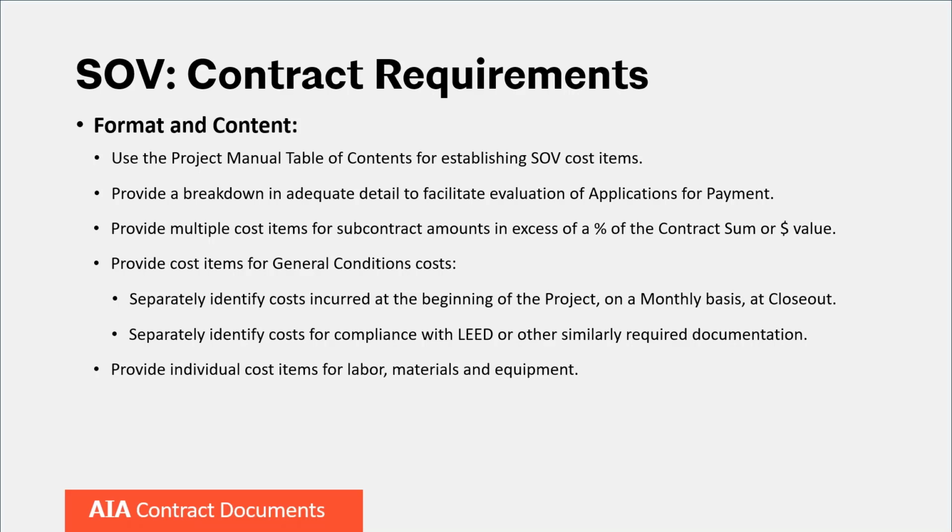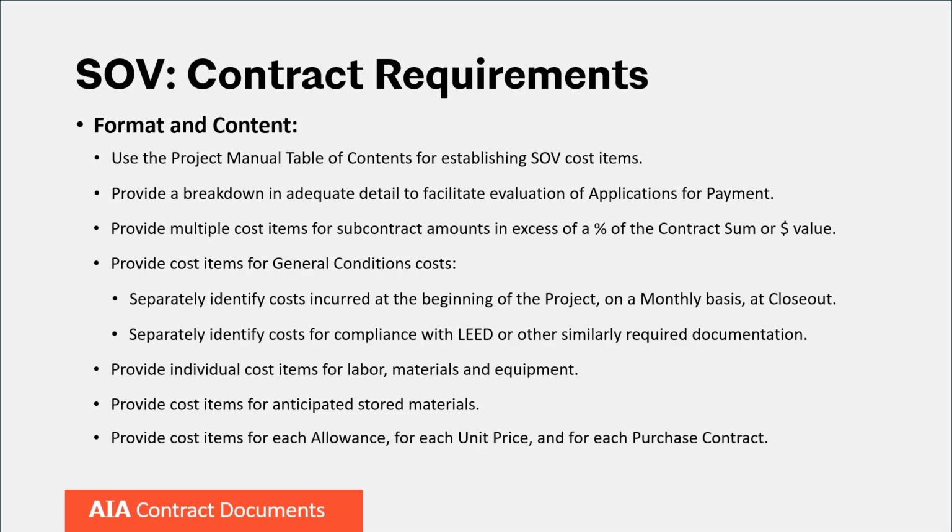Individual cost items will be provided for labor, materials, and equipment, as we mentioned, although this level of detail may not always be necessary for small cost items. Cost items for anticipated stored materials are to be individually listed as well. And for each allowance, for each unit price, for each purchase contract, separate line items are to be provided.